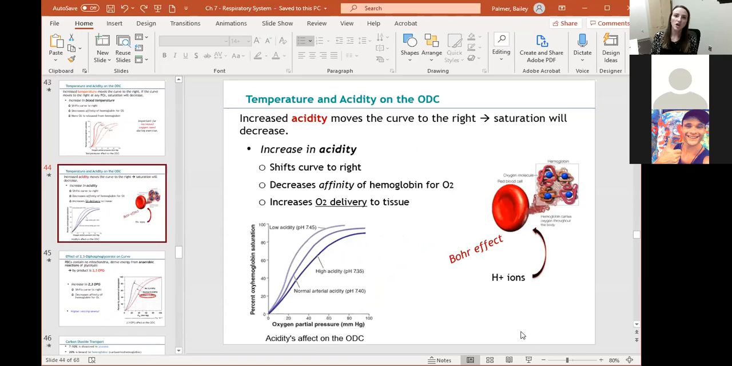Next is acidity. When we're exercising, we have an increase in acidity of the muscles. We'll talk about the Bohr effect in a second, but acidity also shifts that curve to the right. Same thing happens, decreased affinity, so oxygen cannot bind onto hemoglobin as readily, meaning it's released at the tissues. How does that work? The Bohr effect. The acidity, those hydrogen ions that are produced, bind to the red blood cell, preventing oxygen from binding, which means the oxygen will let go. That's actually good, because it means we get more oxygen during exercise.